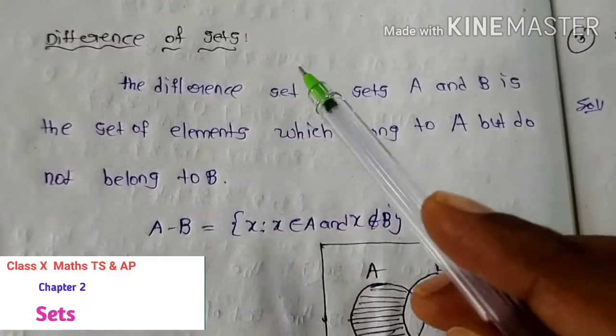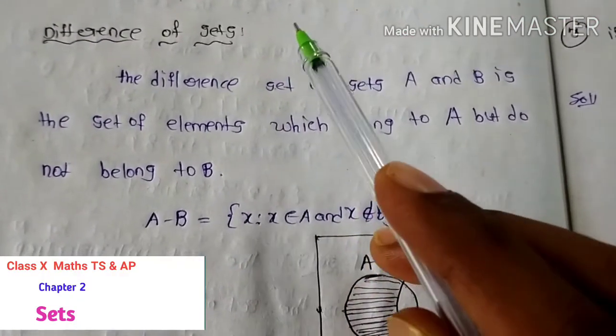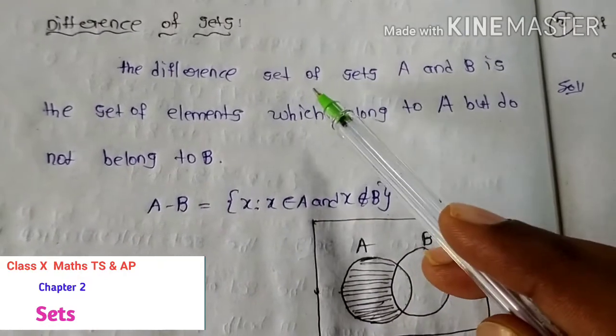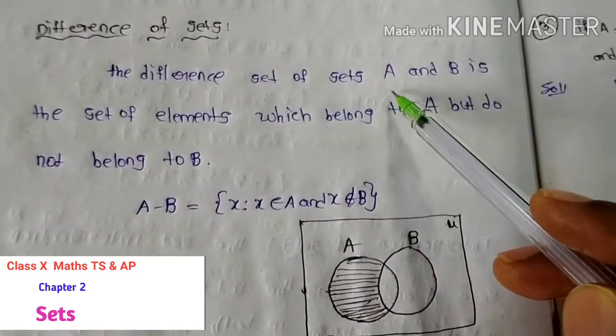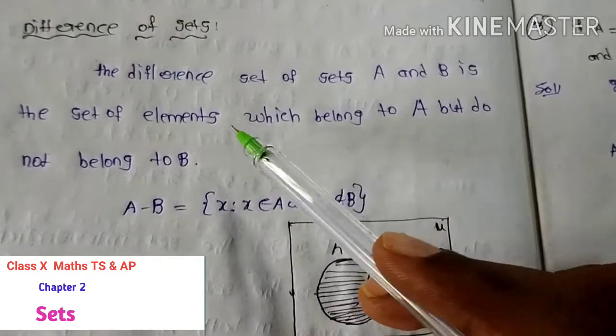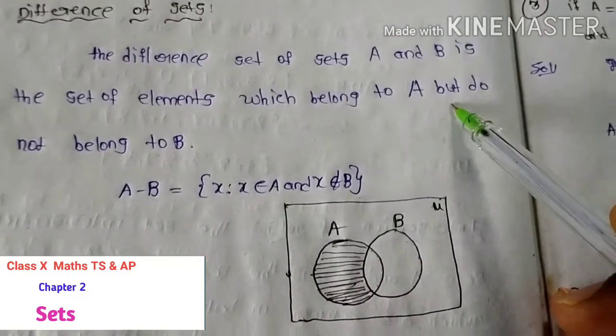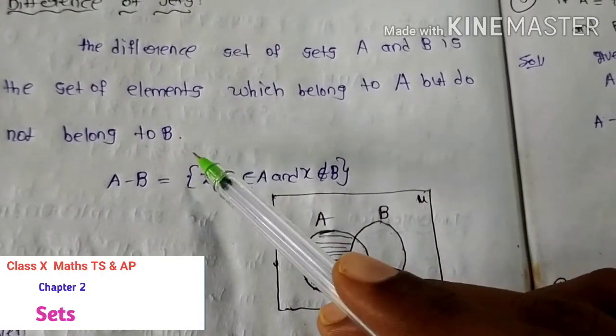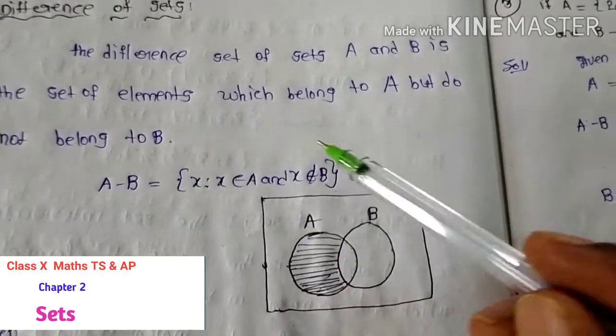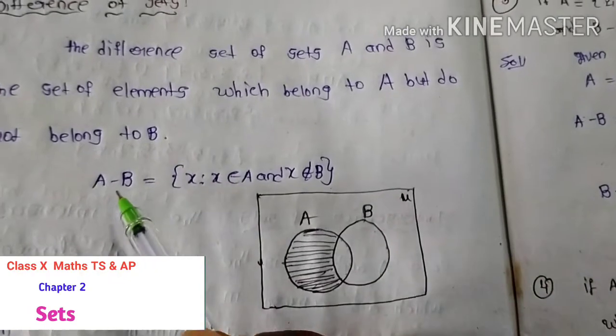Now you can see your class 10th Maths. Now you can see here difference of sets. Difference of sets means the difference set of set A and B is the set of elements which belongs to A but do not belong to B only. Remember here, for example, A minus B.